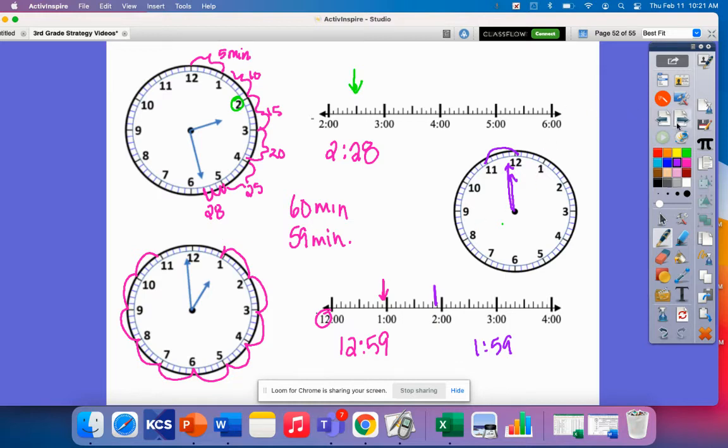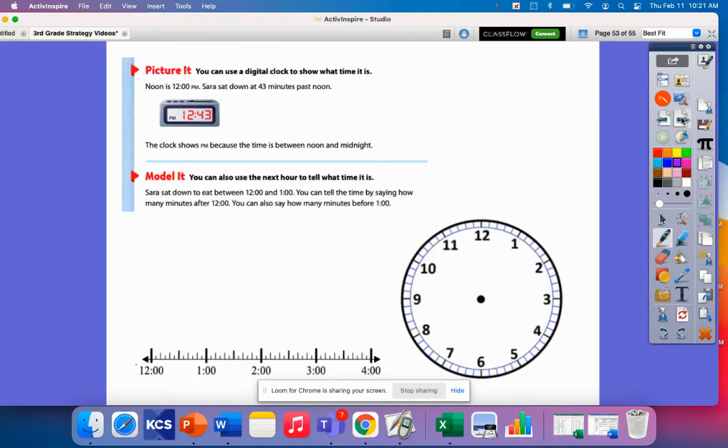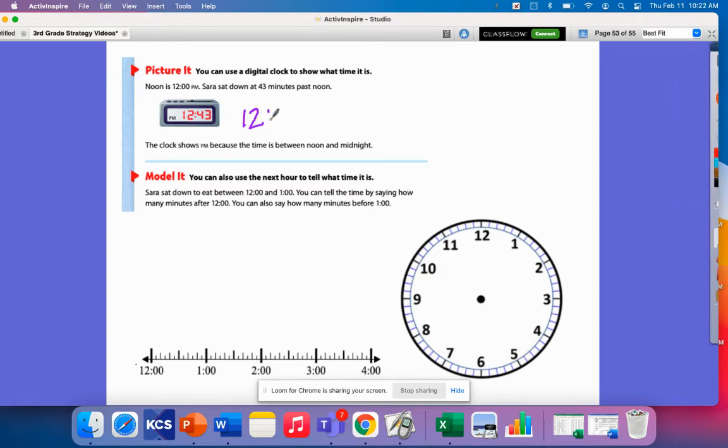Let's look at another example problem. This one actually gives us a digital clock. It says noon is 12 p.m. Sarah sat down at 43 minutes past noon. So 43 minutes past noon, we've got 12:43. Past noon means it's gone past the 12 o'clock mark, so it's closer now to 1 o'clock.